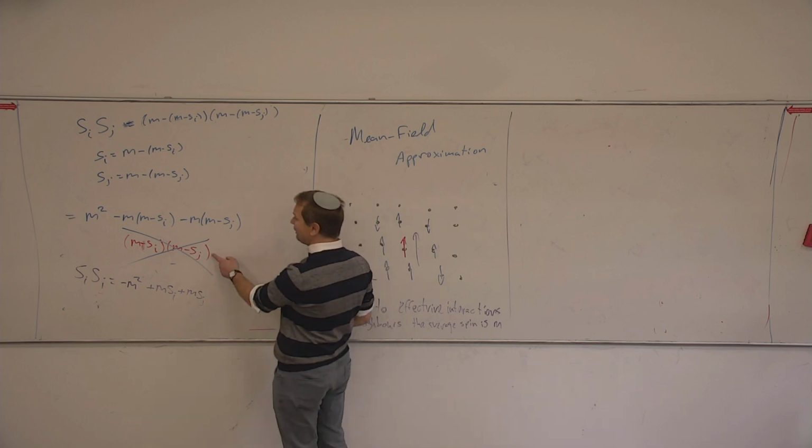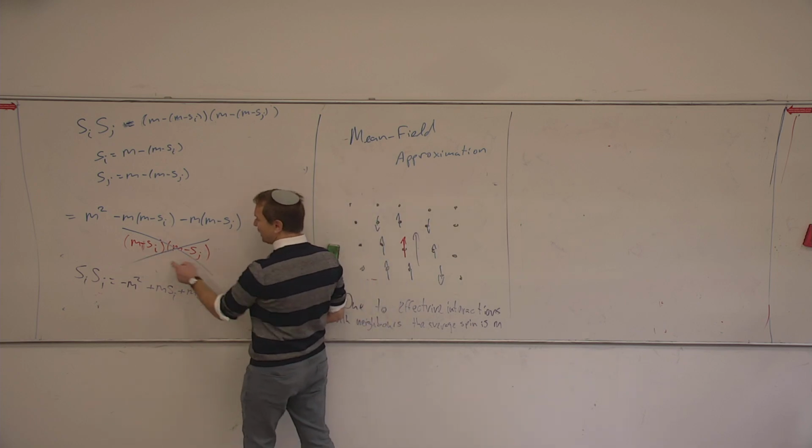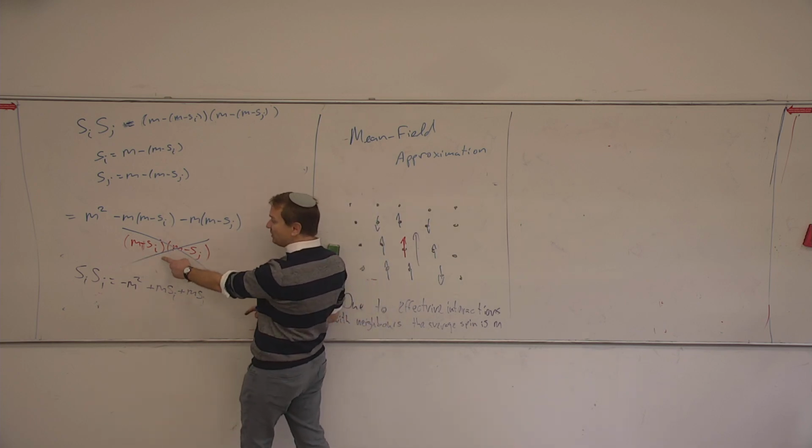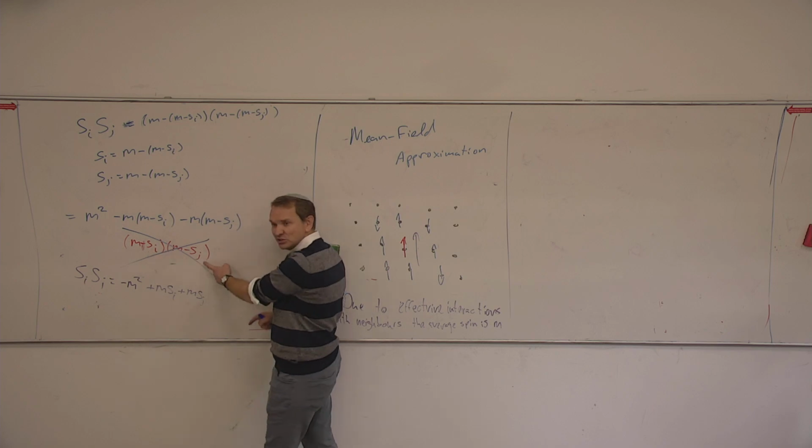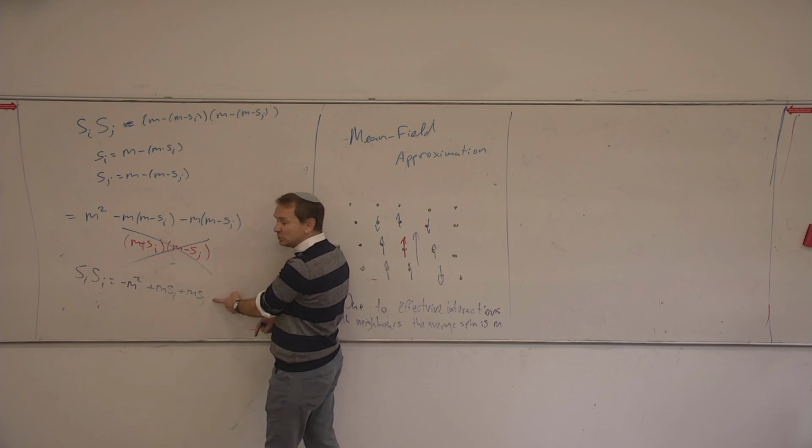No, I have neglected this part, but those guys are different. You see, if I open this, I will have SI multiplied by SJ. I don't have SI multiplied by SJ over here.